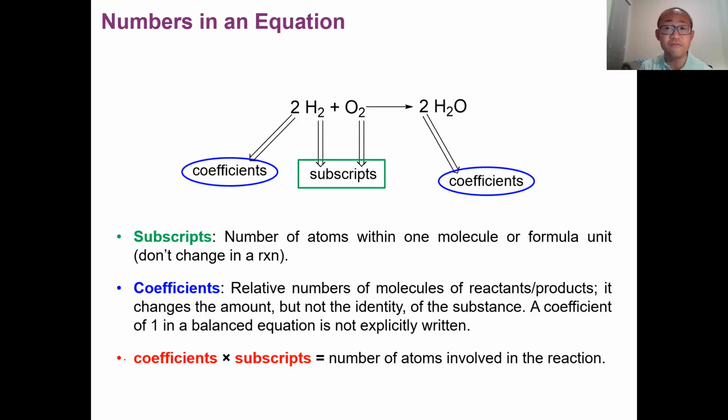That means the number in front of the molecule, because you can change the quantity of the molecules involved in a reaction so that you can balance them. And finally, if you multiply the coefficient by the subscripts, you can get the total number of atoms involved in the reaction. For example, 2 times 2 here, I get 4 hydrogen involved. 2 times 2, I get 4 hydrogen involved. 1 times 2, I get 2 oxygen. 2 times 1, I get 2 oxygen produced. So I use the coefficient multiplied by the subscript to calculate the total number of atoms for each element.